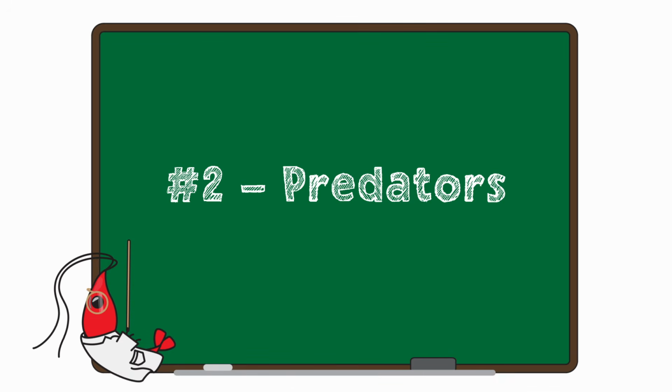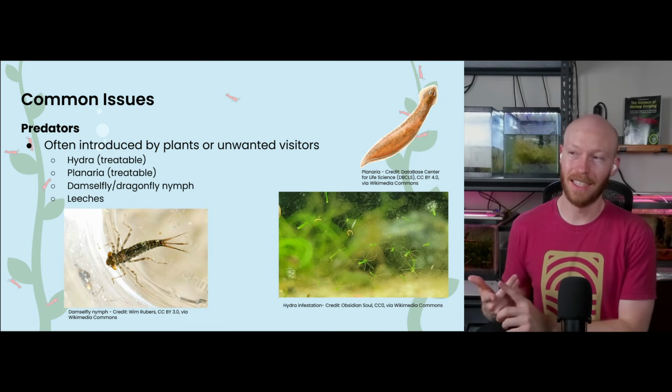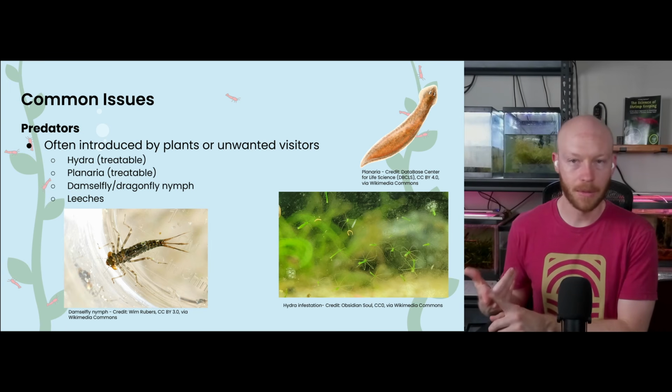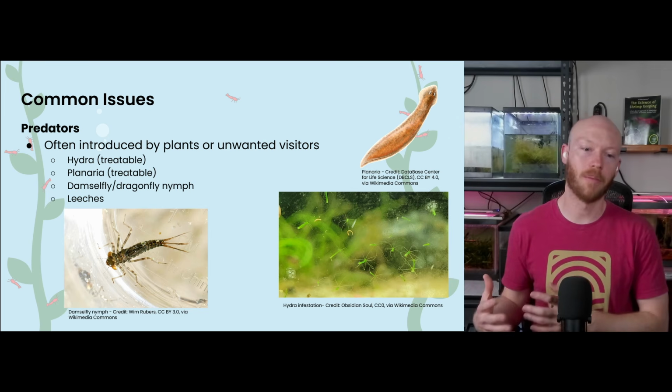Moving on to more harmful organisms, we have predators. Now, the most common one I see is Planaria. Otherwise, there's also Hydra, there are dragonfly and damselfly nymphs, there are also leeches, and all of these can come in on plants that you buy.